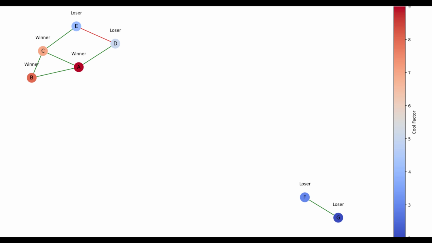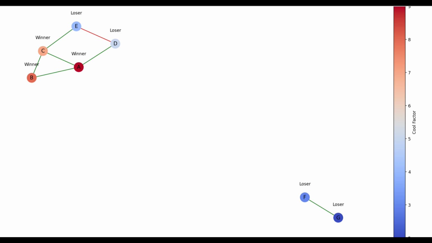Analysis. Centrality measures: A, B, and C have high degree centrality. Community detection: A, B, C, D, and E form one community. F and G form another. Negative relationships: D and E have conflicts. Determine exclusion. D and E have conflicts, making them potential candidates for exclusion. F and G are peripheral, forming their own small community.